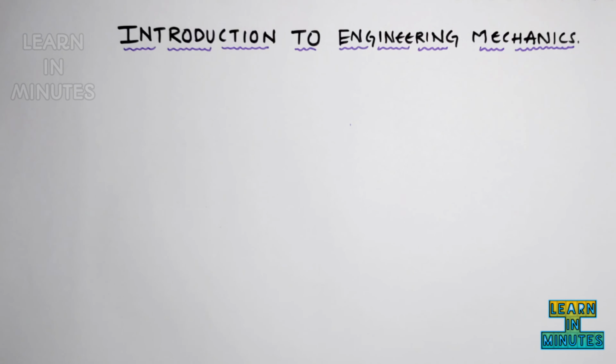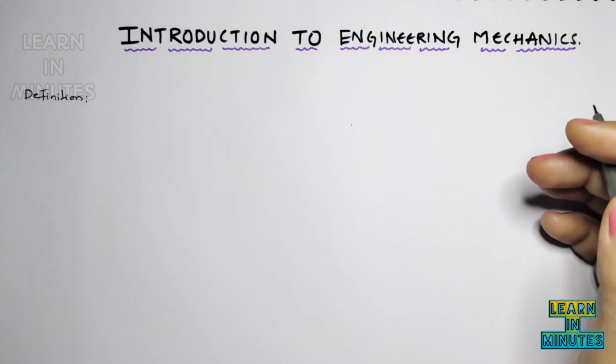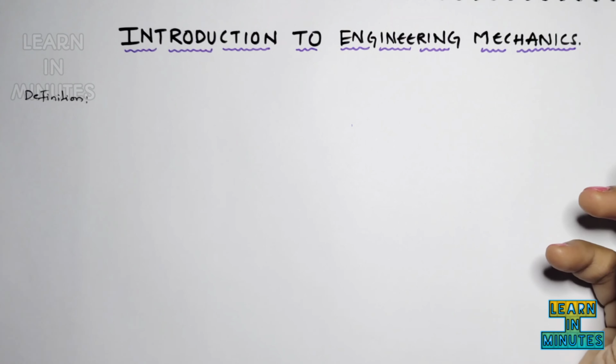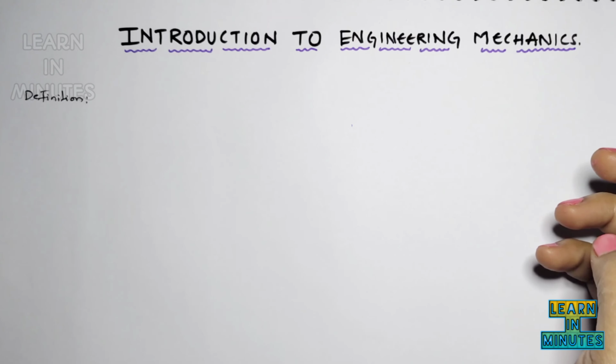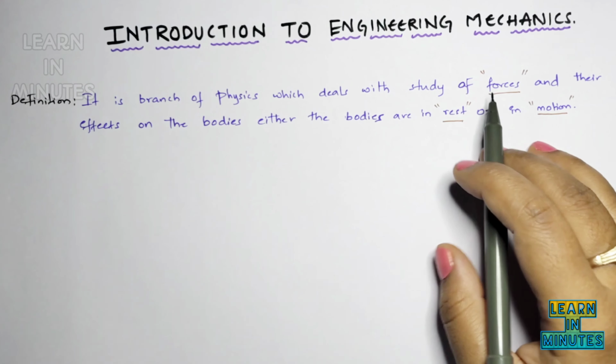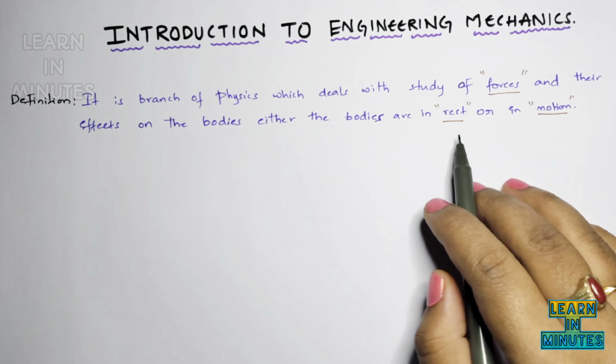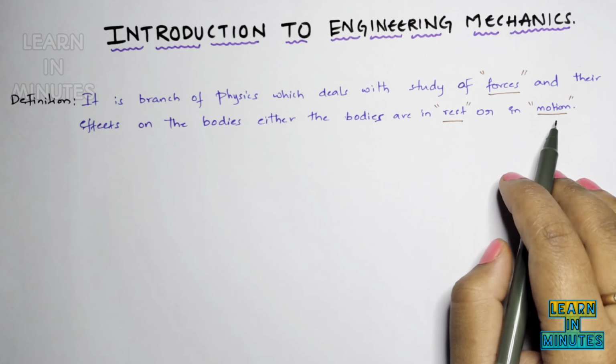Introduction to Engineering Mechanics. So in this video we are going to discuss the basic concepts of engineering mechanics. So let us start with the basic definition of engineering mechanics. It is defined as a branch of physics which deals with the study of forces and their effects on bodies, whether the bodies are at rest or in motion. So we can see that in this definition it deals with the study of forces and their effects on the bodies, either at rest or in motion.